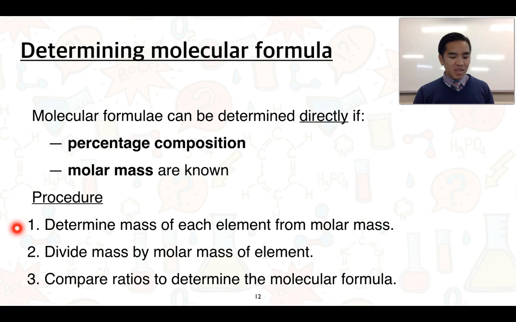The first step is to determine the mass of each element from the molar mass. So you're working out what fraction of that molar mass is made up by each element. The second step is to divide the mass by the molar mass of each element. So taking the values from the periodic table, which are the relative atomic masses, and dividing your answer in part 1 by the relative atomic mass of each element. And then you compare the ratios, and that should give you directly what the molecular formula is.